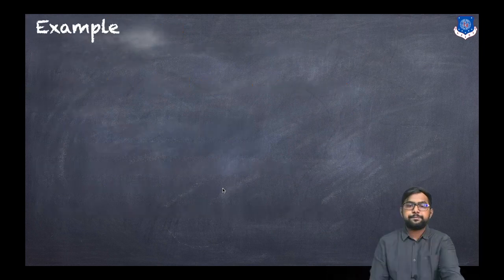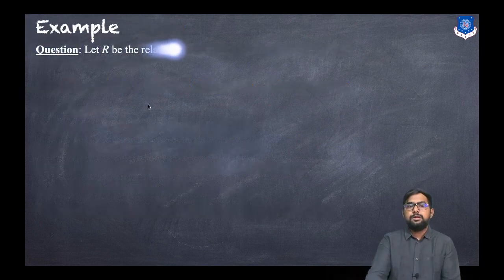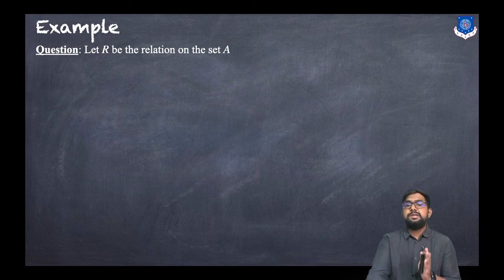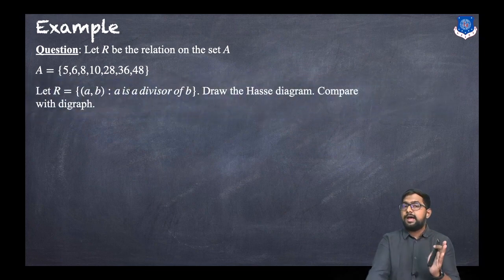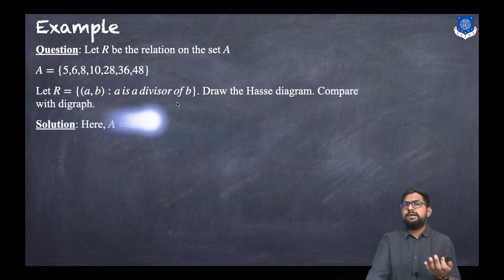Now let us discuss an example. The question is: let R be the relation on the set A = {5, 6, 8, 10, 28, 36, 48}. Let R be the relation given by the set of all (a, b) such that a is a divisor of b. Then draw the Hasse diagram and compare it with the digraph. Let us discuss the solution.